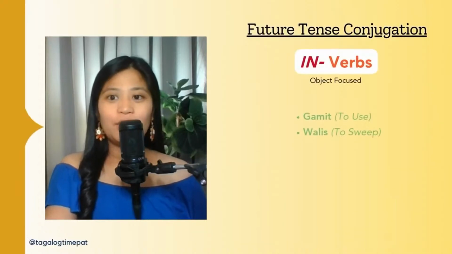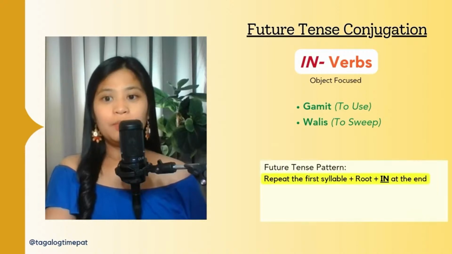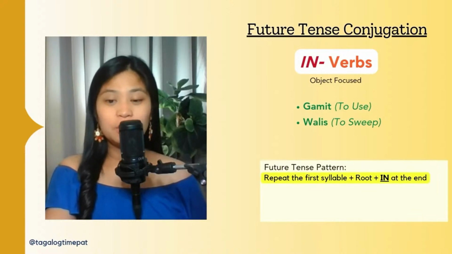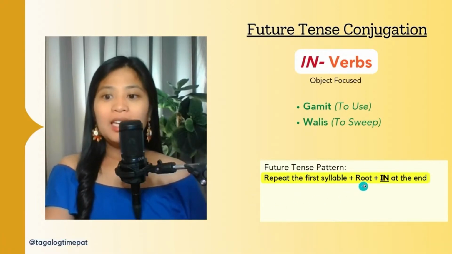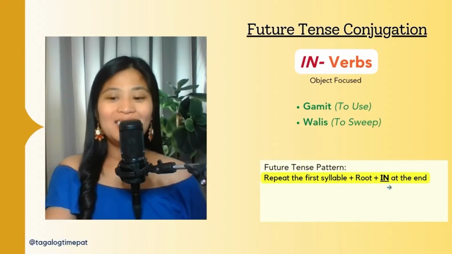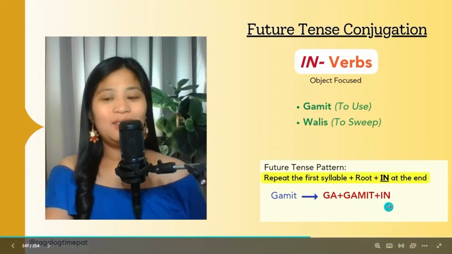Then in verbs, some examples are gamit, to use, and walis, to sweep. The pattern for future tense conjugation of in verbs is that you repeat the first syllable, then it's the root, then in goes at the end. So take a look at the word gamit, which means to use. In the future tense, it would be gagamitin.